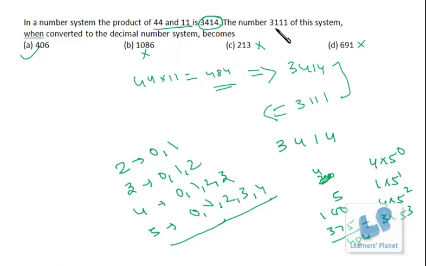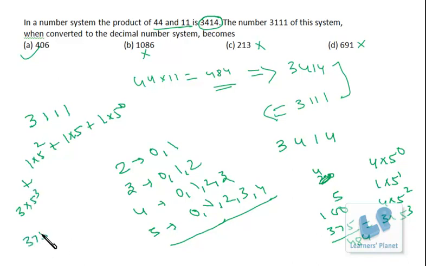That means the number system which is used over here is 5 number system. Now if we wish to convert this number 3111 to decimal number system, as this number is written in 5 number system, we can easily do it the same way. So it's 3111. It's 1 into 5 raised to 0 plus 1 into 5 plus 1 into 5 square plus 3 into 5 cube. So it is 375 plus 25 plus 5 plus 1. So it's 406. I hope you are clear with both the methods.